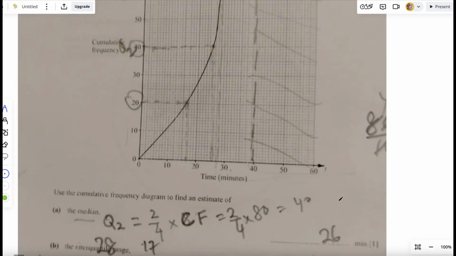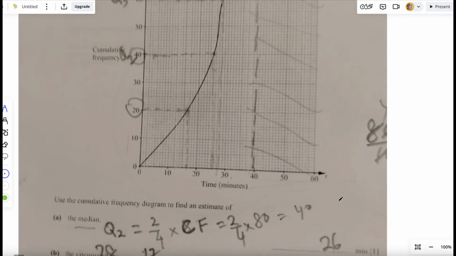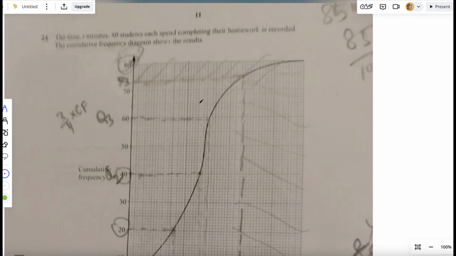Now the first question says use the cumulative frequency diagram to find an estimate of the median. Okay, the median is like the middle quartile. It's called 2/4 times the cumulative frequency. The cumulative frequency is the highest value on the graph. What the graph gets to? It gets to the top, which if you trace it here is 80. The cumulative frequency is 80, the topmost value.